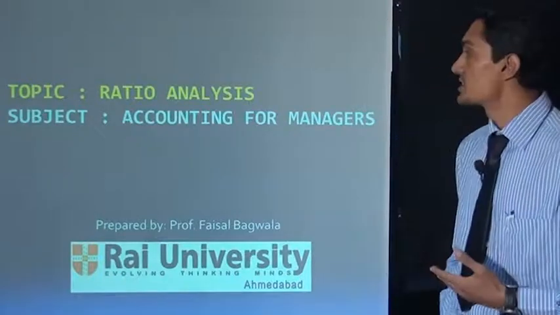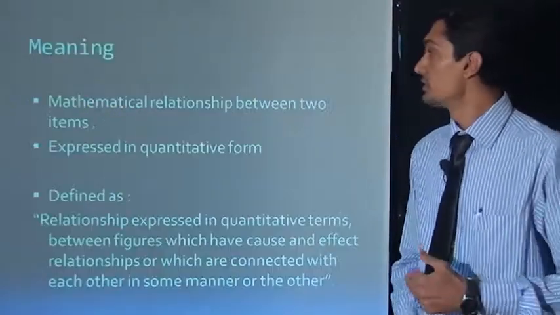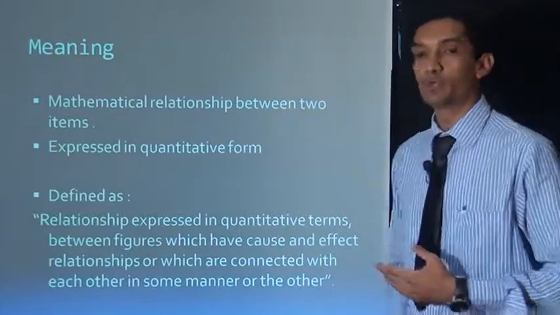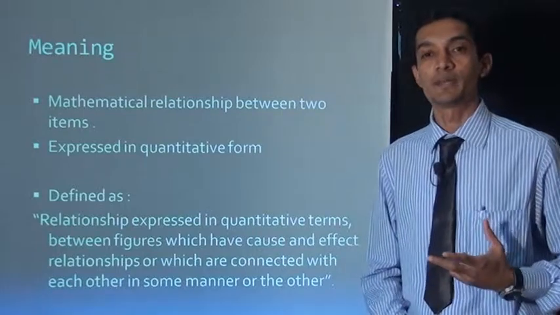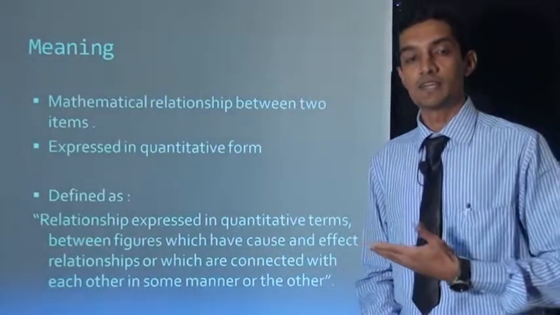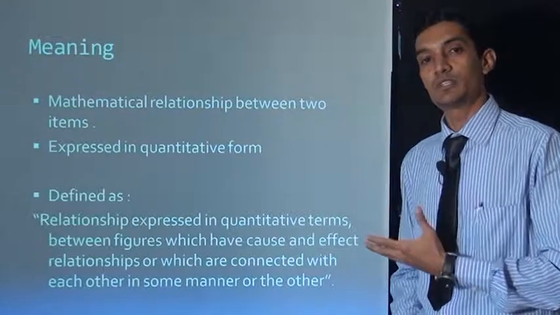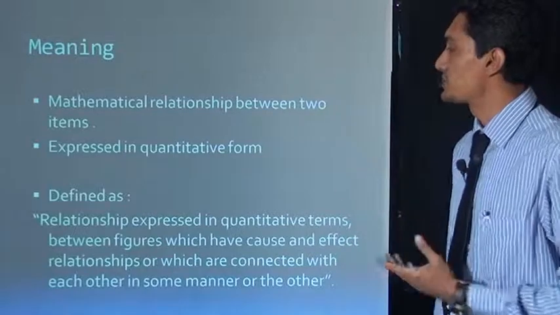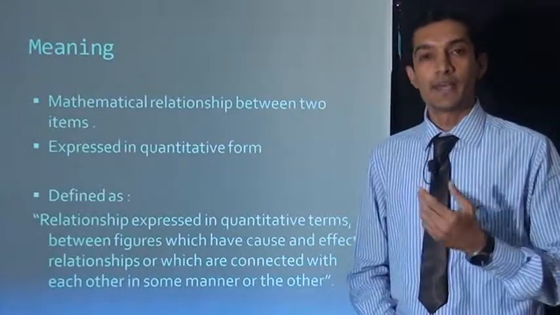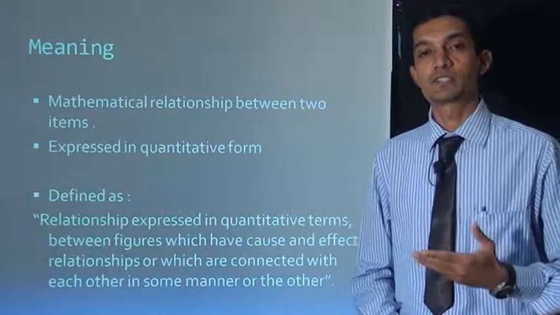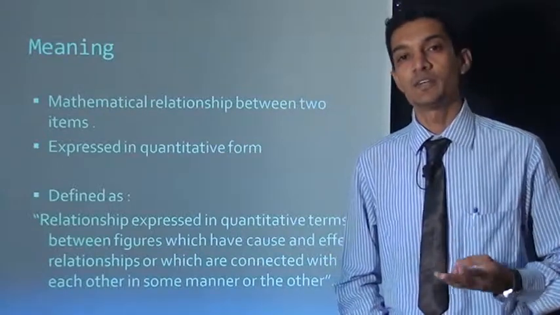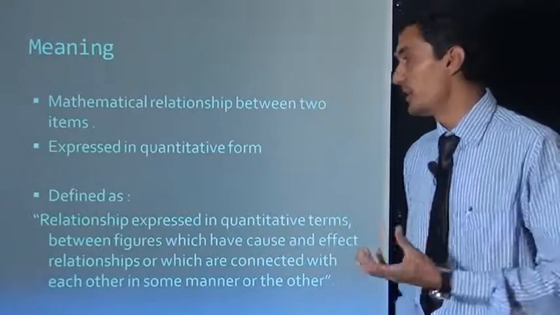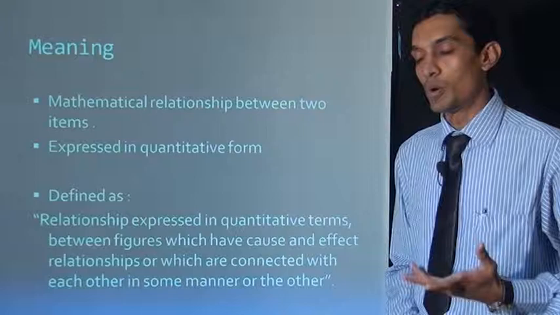Now we will discuss the meaning of ratios. First is the meaning. What is a ratio? It is a mathematical relationship between two items. As I discussed before this slide, it is in quantitative terms. So it is a comparison between two items expressed in quantitative forms. Before these slides I discussed ratio in three forms: percentage, rupees, and times or numbers. In all these three ways it is expressed in quantitative form.